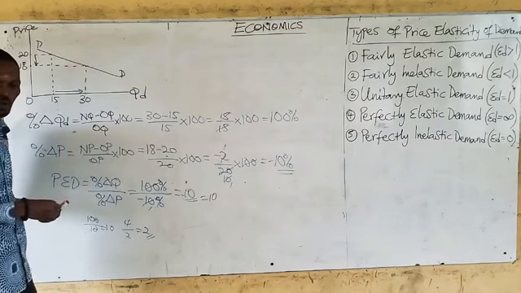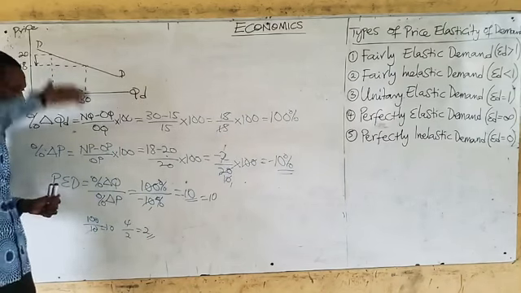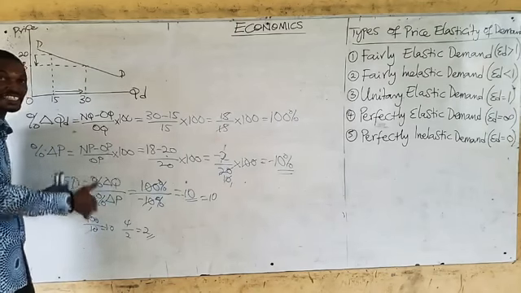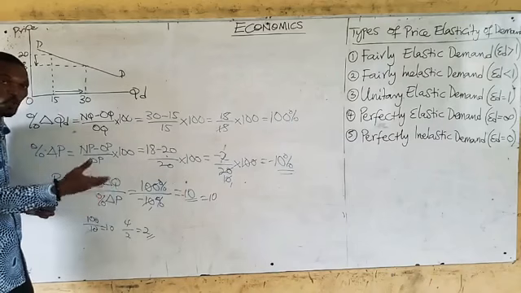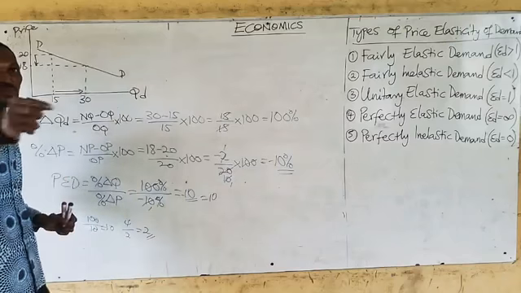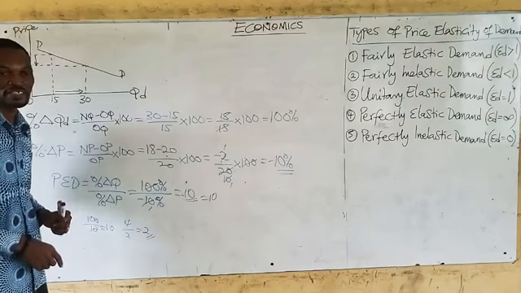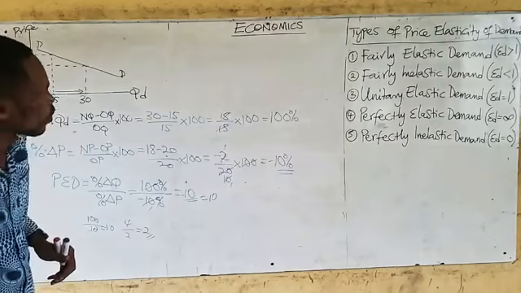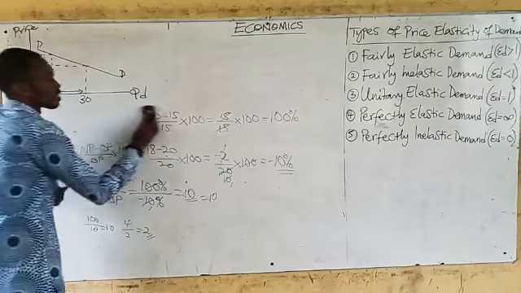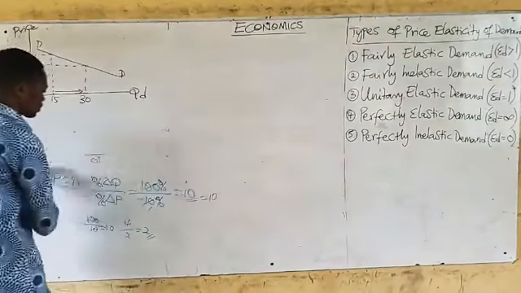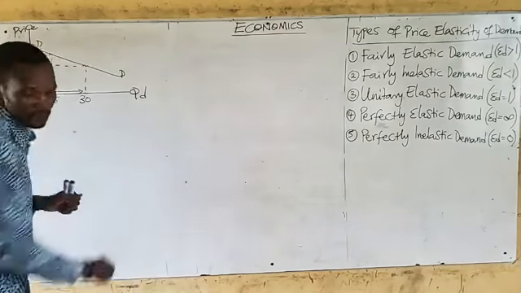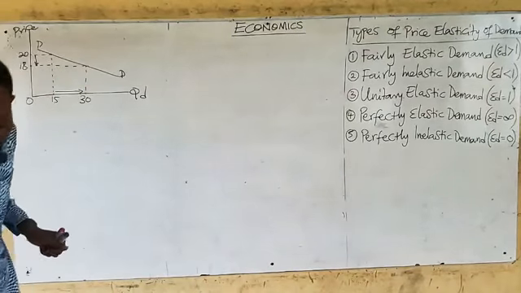You see it? So anytime the numerator, which is always the percentage change in quantity demanded, is greater than the denominator, which is always the percentage change in price, your answer is going to be greater than 1. The interpretation you put on it is that the demand is fairly elastic. Good. So that is about fairly elastic. Now let's go to fairly inelastic.